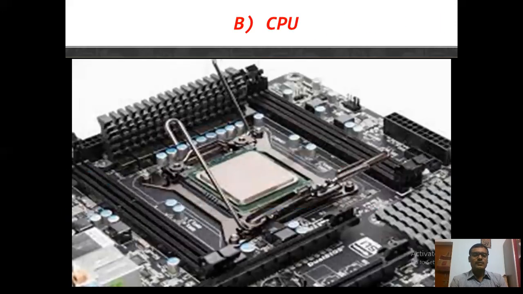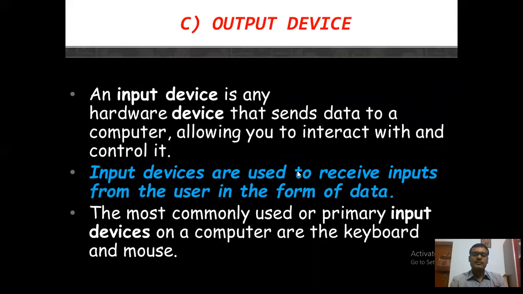Now, coming to the picture, this is the picture of a CPU. When you open the CPU cabinet of your computer, you will find this motherboard. And inside this motherboard, you will find this square-shaped CPU. This is known as the processor of the computer. All the processing will be done inside this CPU. Okay, this is also known as the brain of your computer.